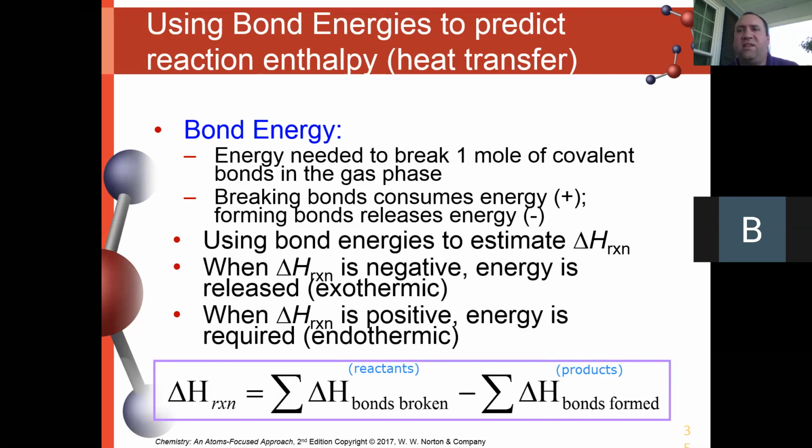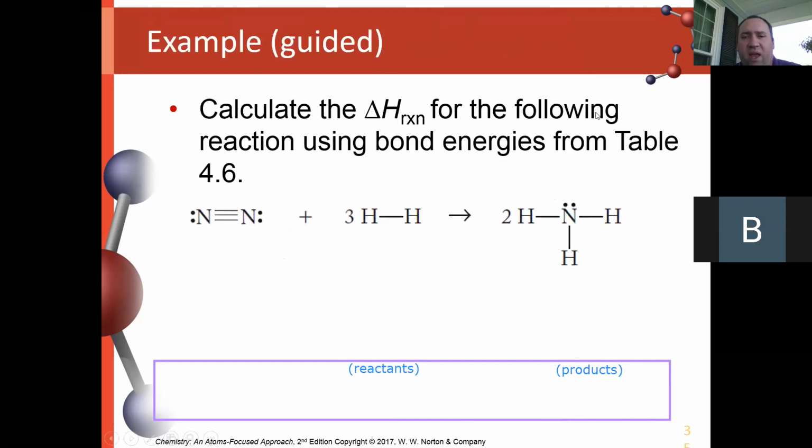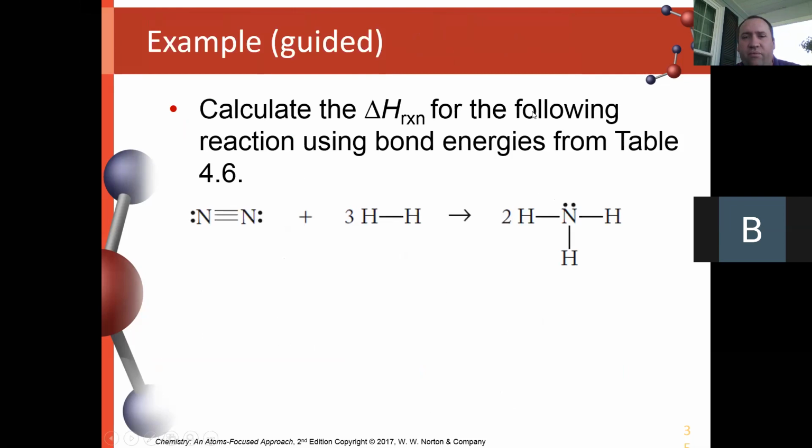So what does this have to do with Lewis structures and molecule drawing? Well, in order to know what kinds of bonds are being broken and what kinds of bonds are being formed, we have to know what the molecular structure looks like. And so if we have a reaction like this, we can use our table and our structures here to figure out the actual enthalpy of the reaction.